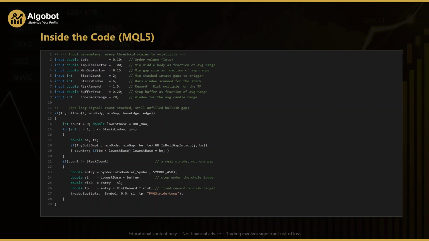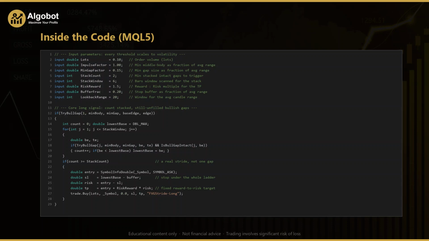Now the signal logic. The strategy first calls try bull gap on shift 1, the just closed bar, to confirm a fresh gap exists there. If it does, it loops from 1 to the stack window, and for each position it asks 2 questions. Is there a valid bullish gap here? And is that gap still intact, meaning unfilled? Every gap that passes increments the count, and the code keeps tracking the lowest base across all of them.